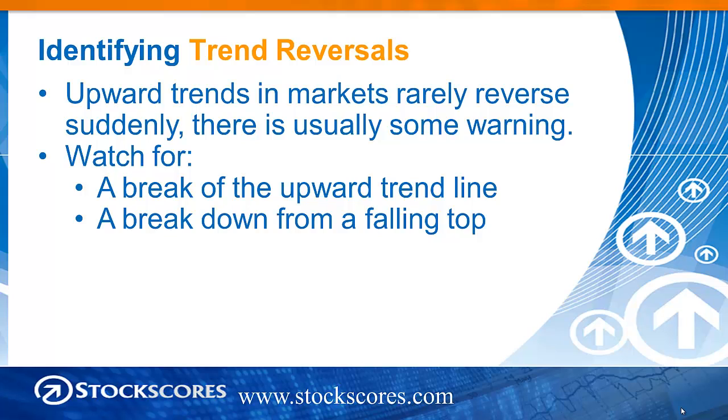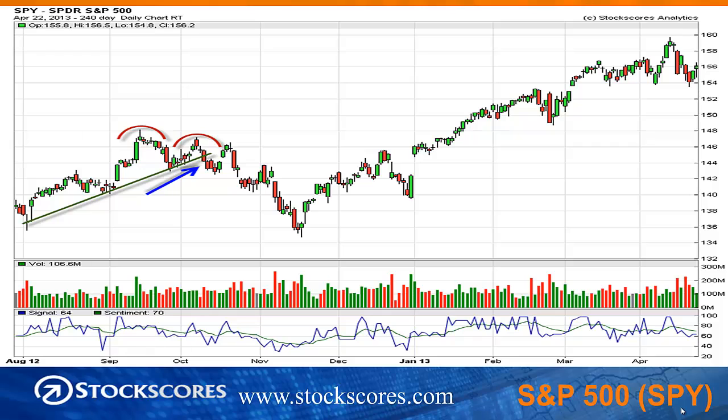Well, upward trends in markets rarely reverse suddenly. It can happen in stocks, but in the overall market, it is usually after some warning. What you want to watch for is first a break of the upward trend line and then a breakdown from a falling top. Now let me show you a couple of examples of how this has worked in the past.